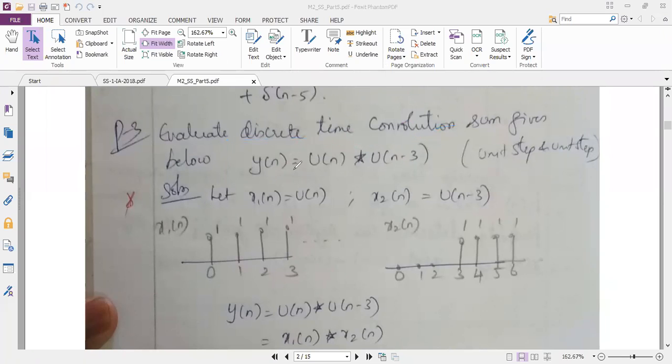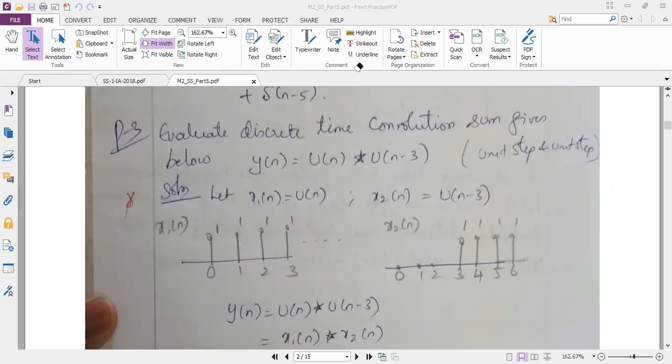So they have given y of n is equal to u of n convolution with, see this symbol, this is nothing but it represents convolution, u of n minus 3. So I can think that this is my input x of n and this is my impulse response h of n. So instead of giving separately x of n is equal to u of n and h of n is equal to u of n minus 3 in the question, they can give it like this. So u of n convolution with u of n minus 3. So it is my convenience.